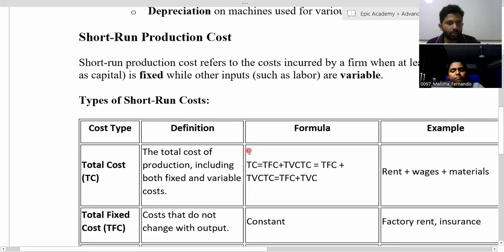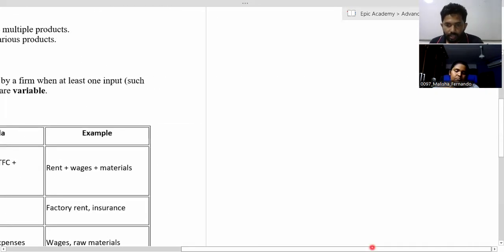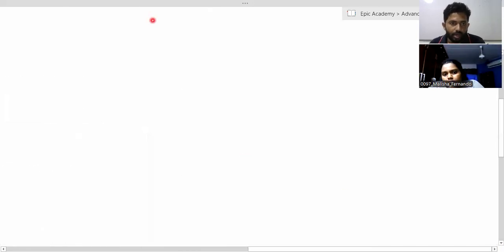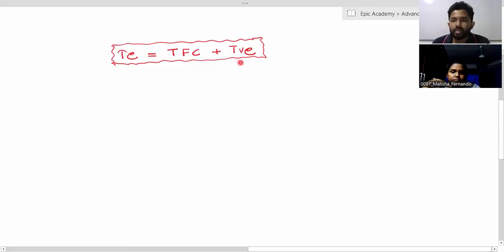Okay. And the short run production cost. This short run production cost is identified as 3 categories. This is the production cost in the short run: TC. TC means total cost. Total cost contains the total fixed cost and the total variable cost. This is the equation related to the short run production process. The total cost contains the fixed cost and variable cost in the short run time. That is how you can identify the difference.